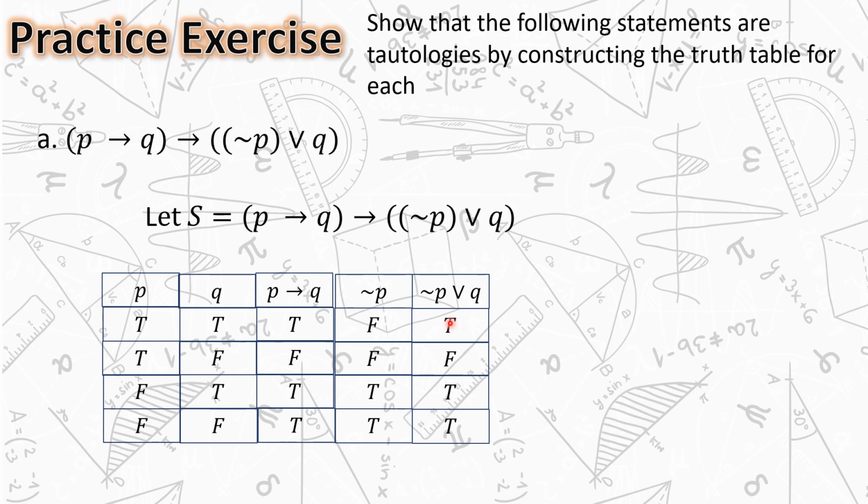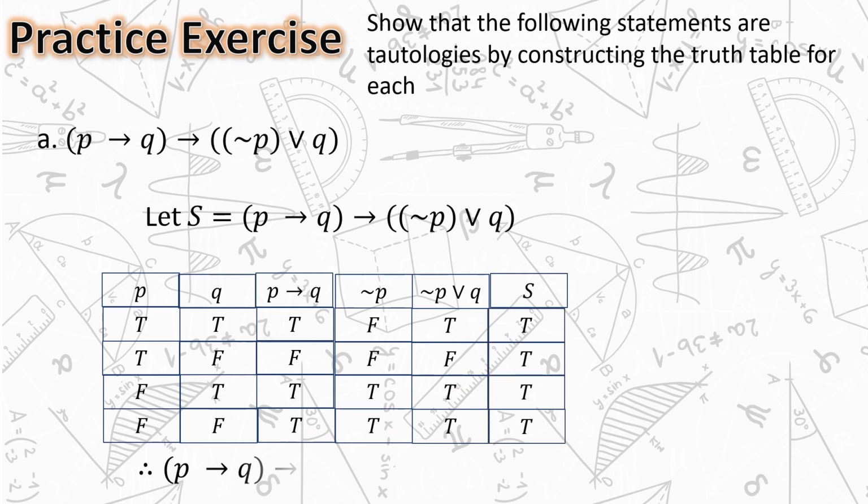Next, let us have if P implies Q, then not P or Q. And let us have it represented by S. So in here, let us focus our attention to P implies Q, and that will be our hypothesis, and not P or Q, and that will be our conclusion. So this is false when the implication P implies Q is true and not P or Q is false, and we do not have that combination in our 4 rows. So for all 4 rows, S is true. Hence, this is a tautology.